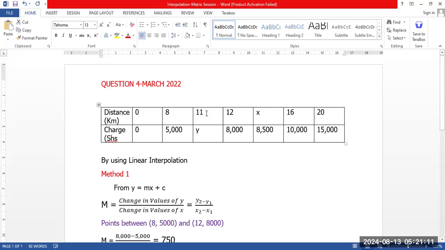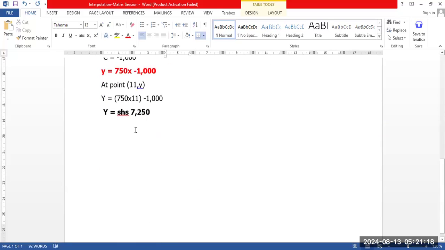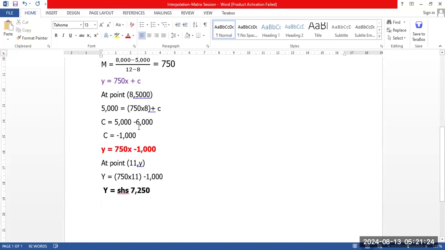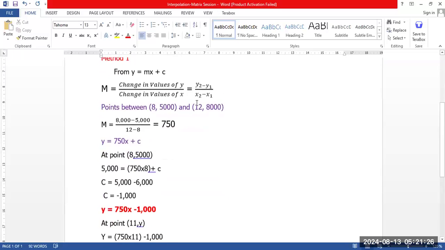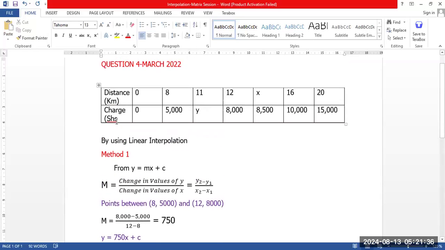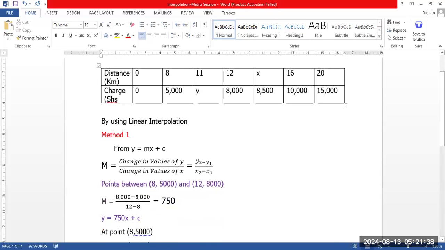When you have covered 11 kilometers, the charge would be shillings 7,250. Is that one too hard? Is it too hard? No. So that is the first method.